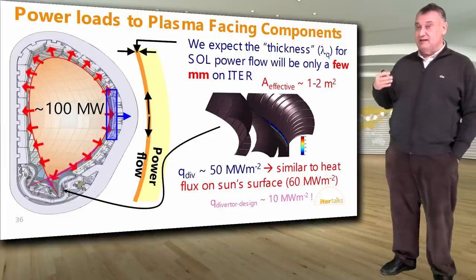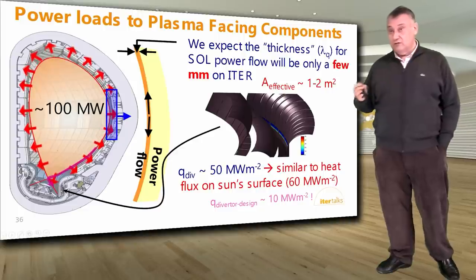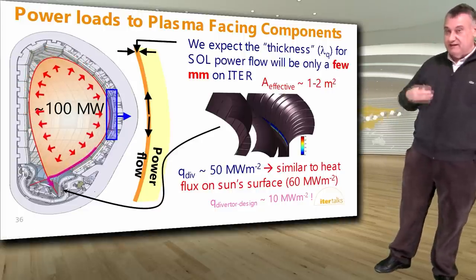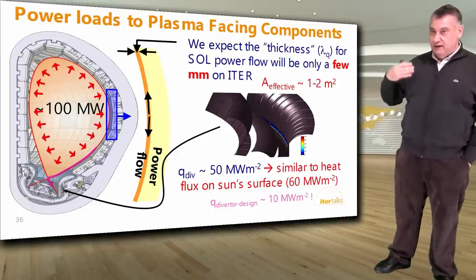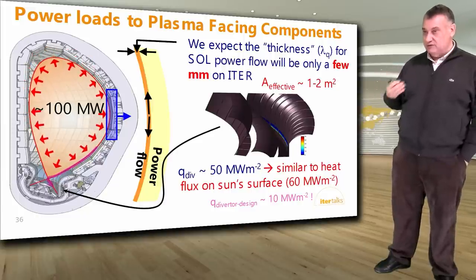So this means that the typical fluxes that the divertor would be subject to in ITER, if we did nothing to reduce them, can be up to, let's say, 50 megawatts per square meter.